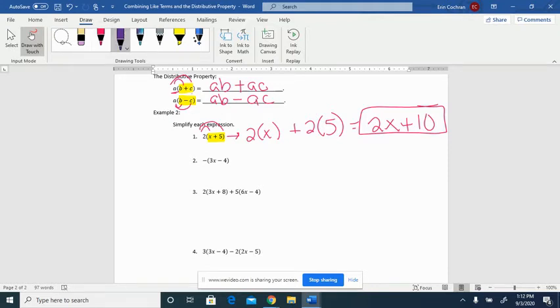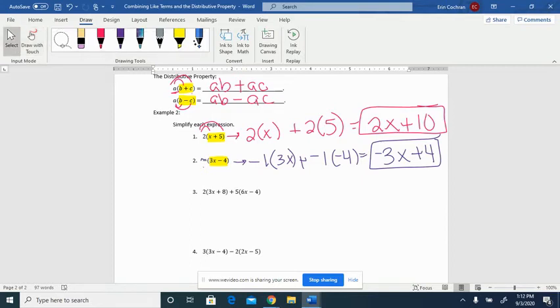Now, number 2 here, again, we cannot simplify the parenthesis, okay? But we do have a negative sign on the outside, and what that means is I have a negative 1 being multiplied to everything on the inside, okay? All right, so we're going to take negative 1 times 3x, and then we're going to take negative 1 times a negative 4. So negative 1 times 3x is negative 3x, and a negative 1 times a negative 4 is a positive 4, so we put a plus sign. Negative 3x plus 4 we cannot combine because they are not like terms, so that would be your final answer.